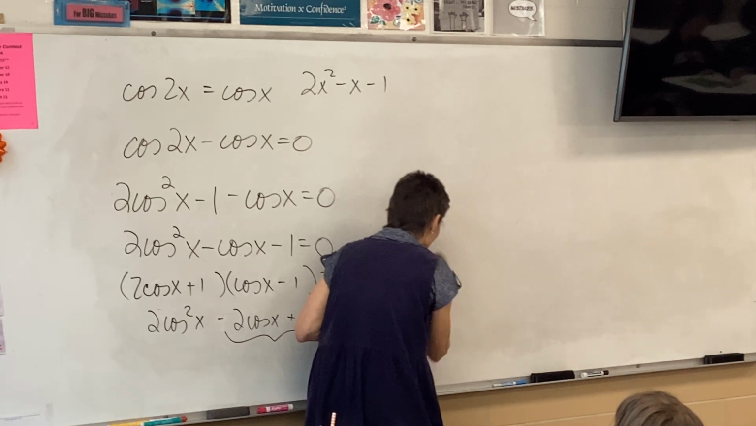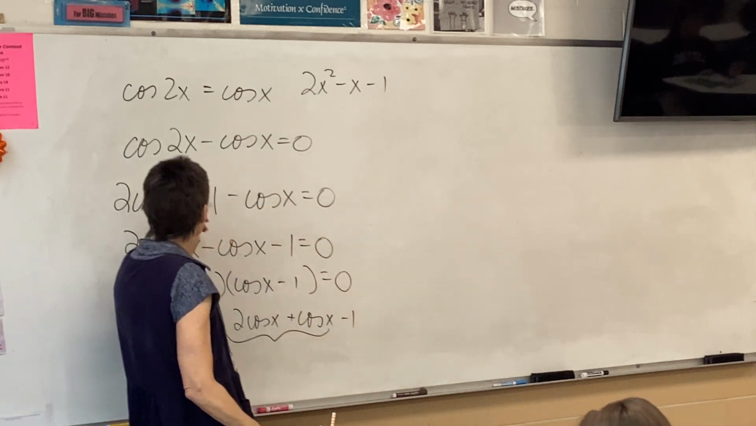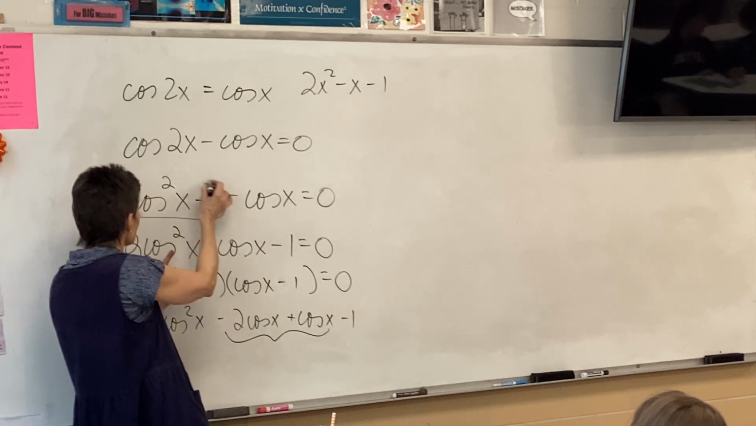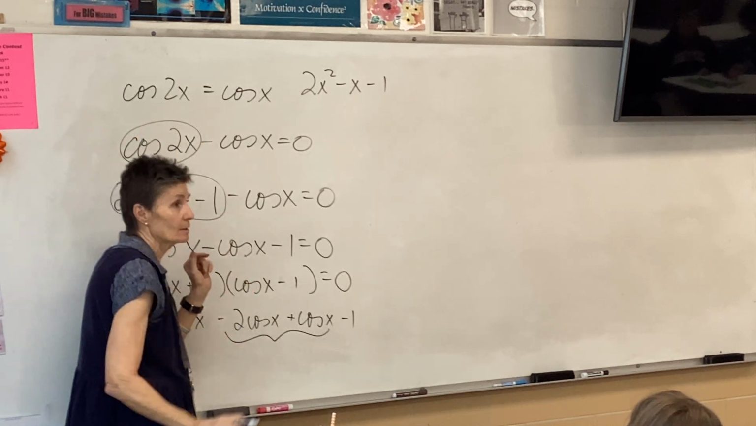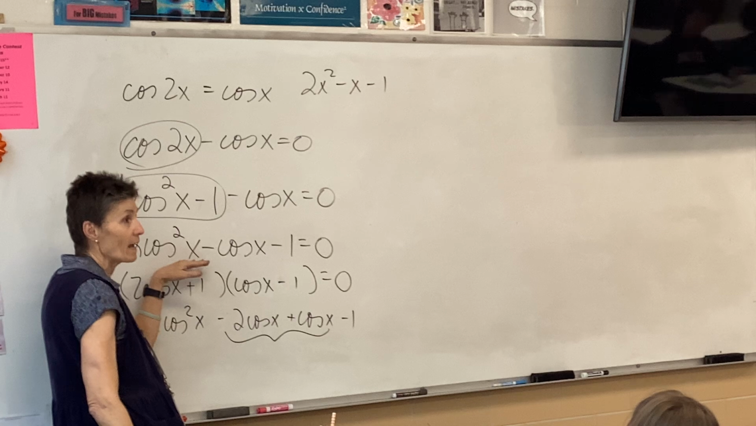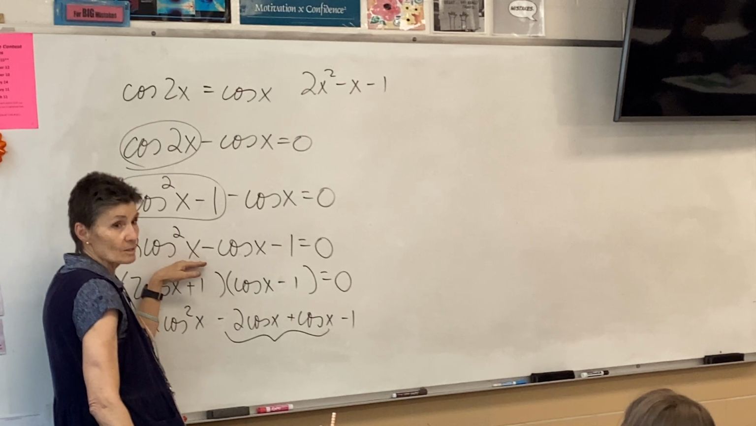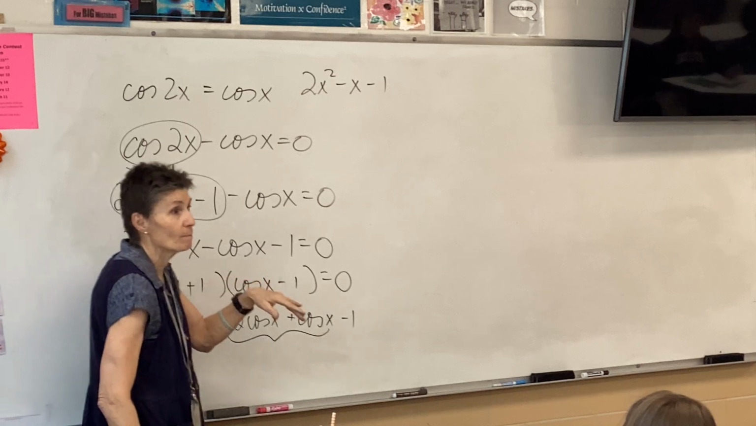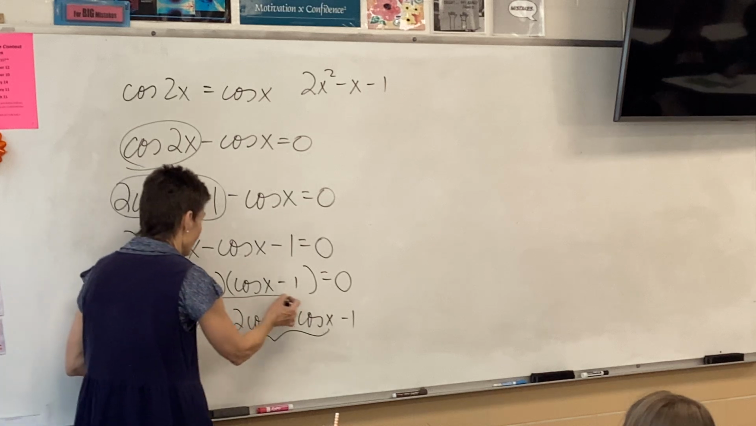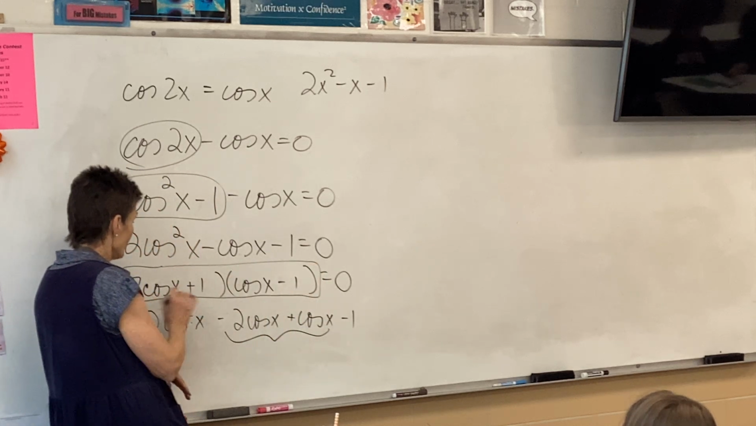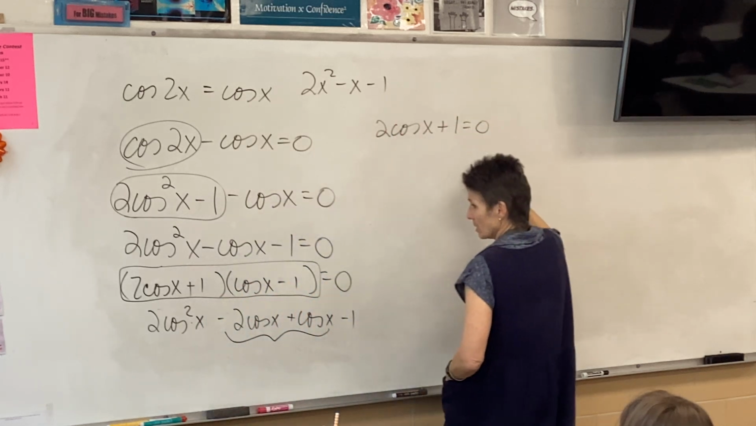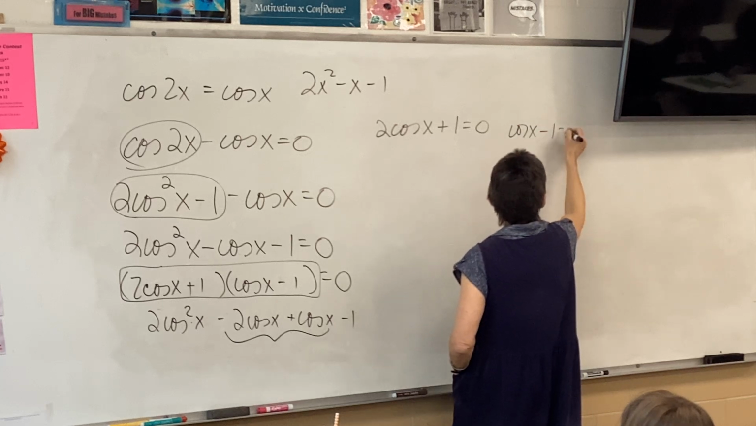So the first thing we did was figure out we needed to replace this. We chose to replace it with this. That's on my sheet. Then I moved things around a little bit and noticed it's a quadratic. So I factored it, we messed around with it for a minute, and finally got it to factor. And now this is where we are. This is my check. So 2 cosine x plus 1 is 0, or cosine x minus 1 equals 0.